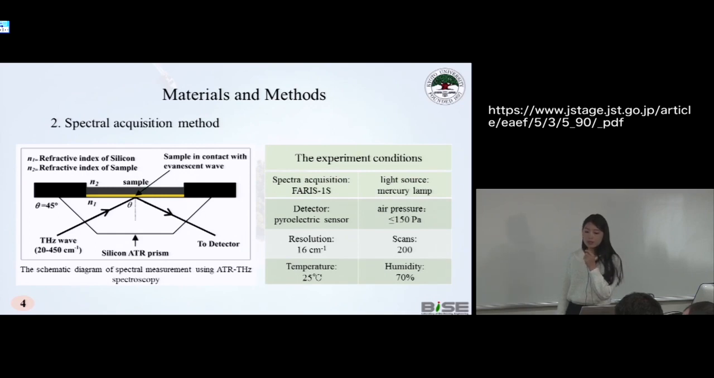The silicon ATR prism was the most important part of the ATR system, and it has a higher refractive index than the sample. The terahertz waves generated from the high pressure mercury lamp go to the ATR prism and generate the evanescent waves. The evanescent waves penetrate the sample and get the absorption information. This table shows the experimental conditions.